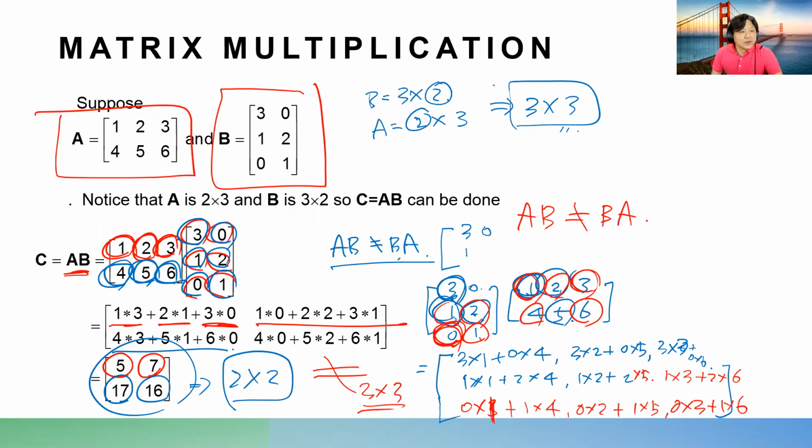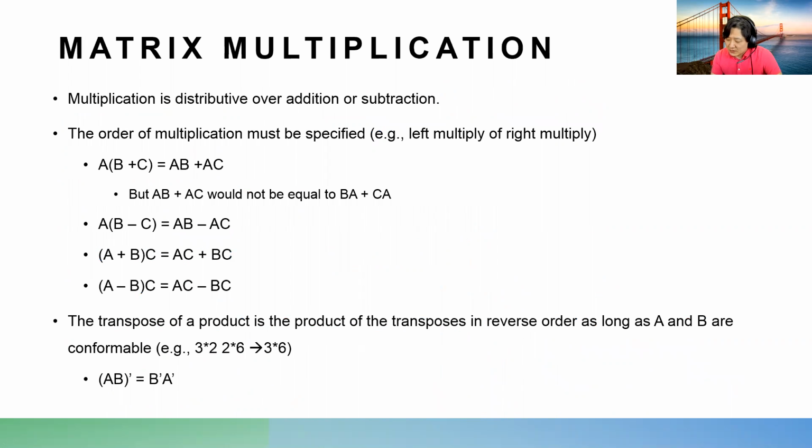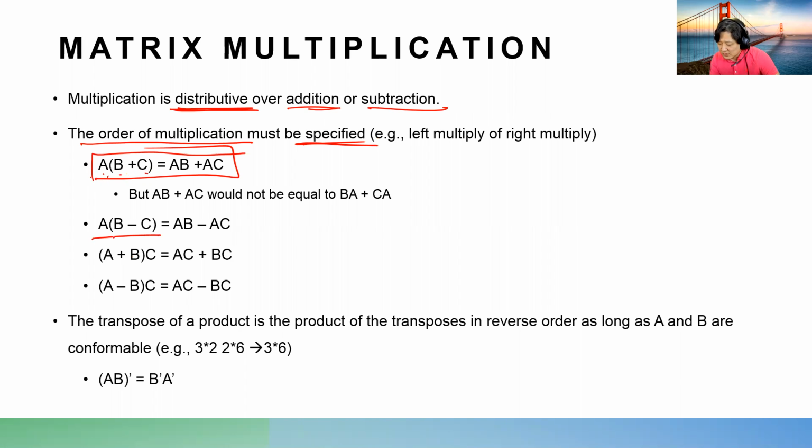Right. So now as you can see here, the order of multiplication must be specified. And multiplication is distributive over addition and subtraction, so this relationship can be satisfied. A times (B plus C) is A times B plus A times C, or A times (B minus C) is A times B minus A times C. And this is AC and BC, and AC and BC. Okay.